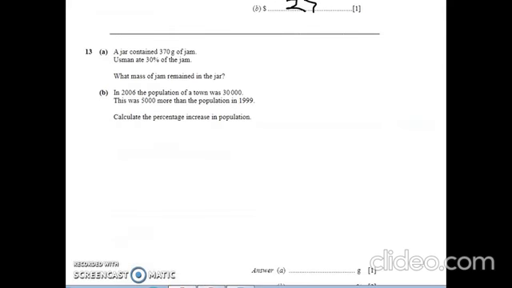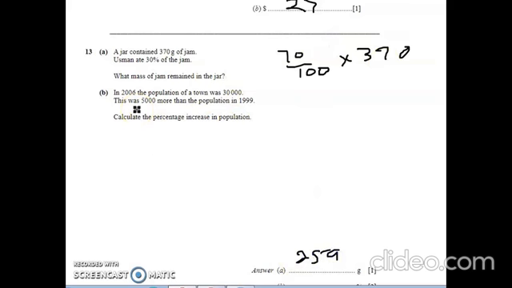Okay, let's do this question. A jar contained 370 grams of jam. Usman ate 30%. What remains? If 30% has been eaten, 70% remains. So we will simply take out 70% of 370, and that is 259. So for part A, the answer is 259.